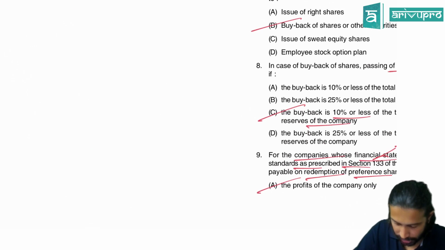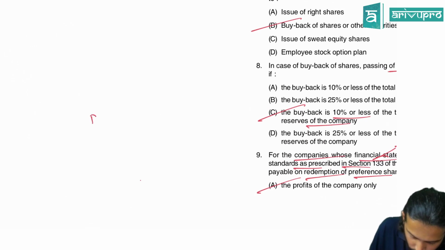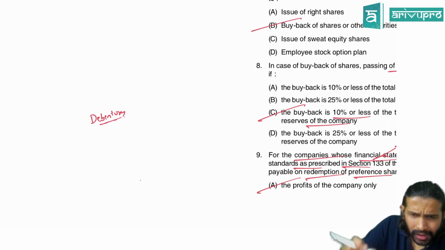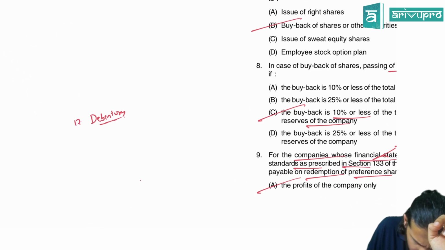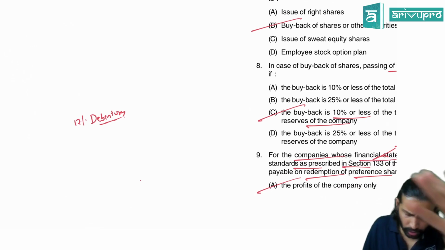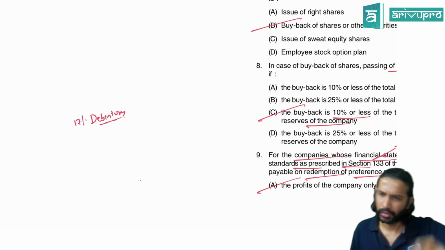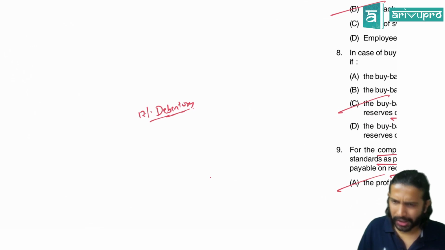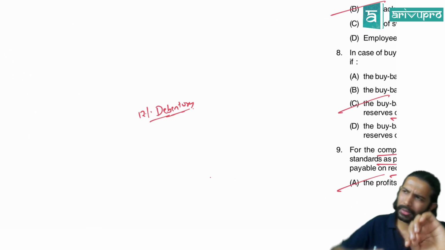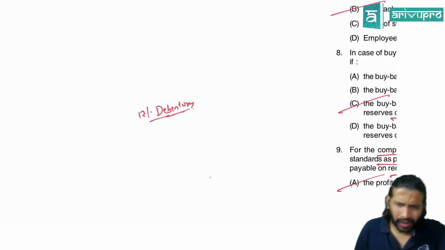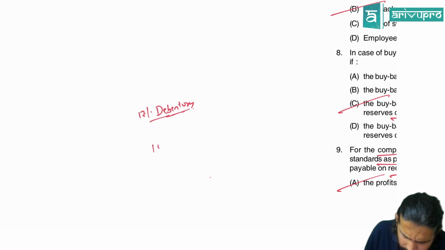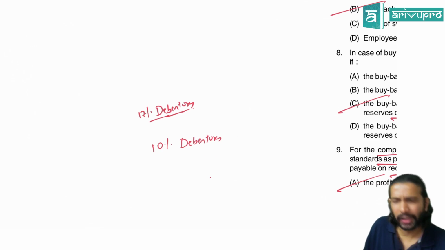What the manipulation actually was, if you just want it for your knowledge sake, not really for this exam. What the companies used to do is, let's say a company is issuing debentures. Let us say the average interest rate of debentures in the market is 12%. Meaning all the competitors are giving debentures at 12% only. But this company feels, I will give only 10%.